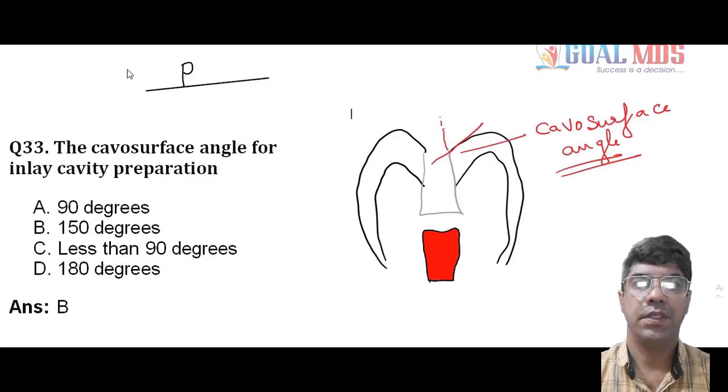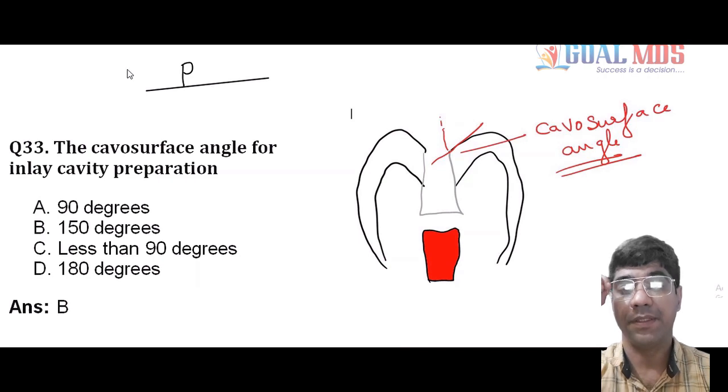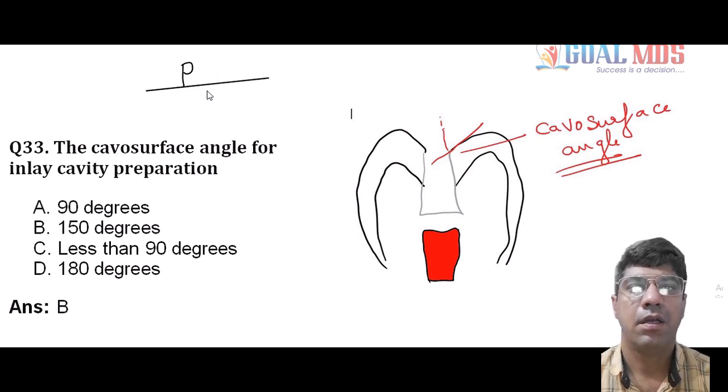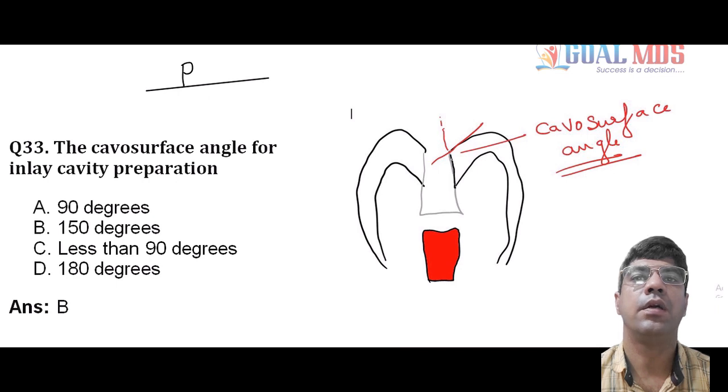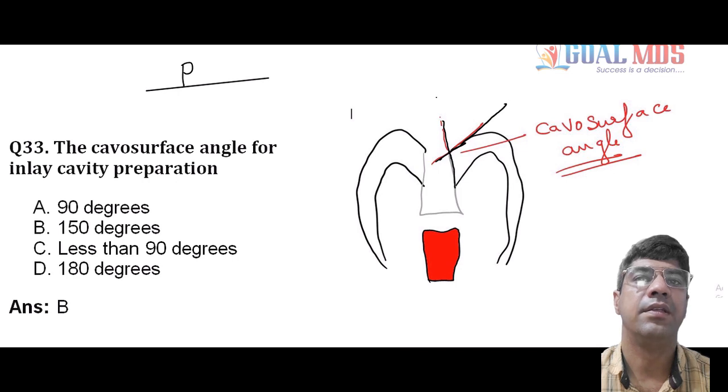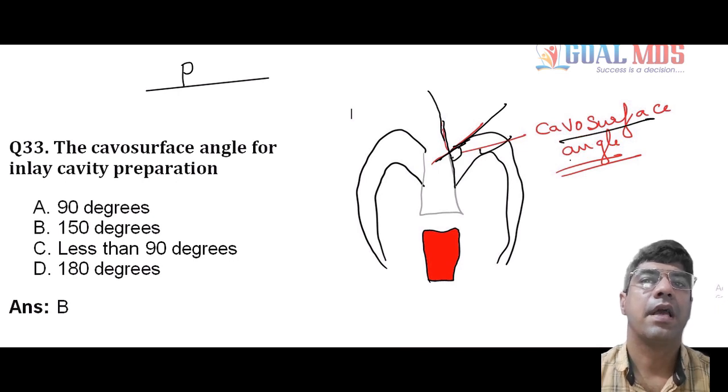So moving to another question, the cavo surface angle for inlay cavity preparation is, well, first of all, you should know what is cavo surface angle. It is the angle that is formed by the junction of the prepared tooth wall and the external surface of the tooth. Suppose you have prepared this tooth wall, and this is the external surface of the tooth. So this angle refers to the cavo surface angle.